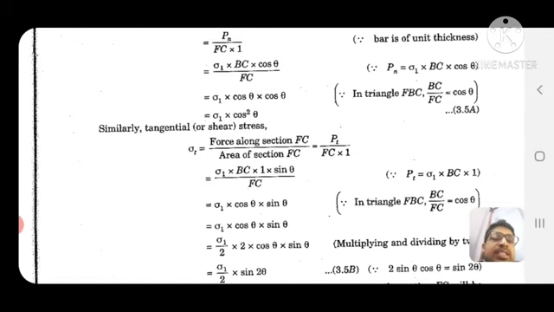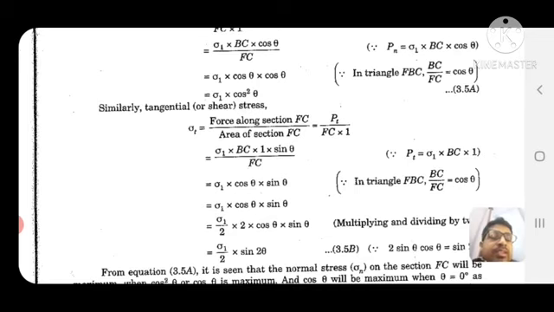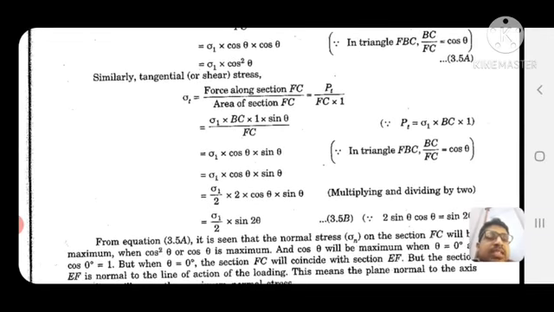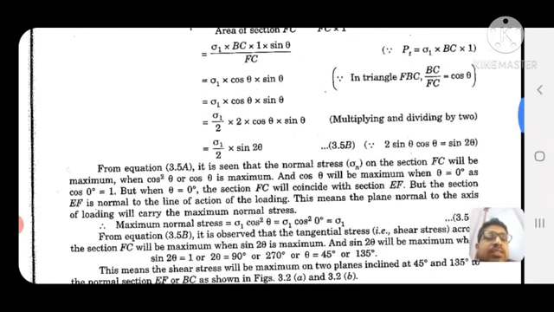Similarly, tangential shear stress, follow the diagram. So tangential stress sigma t is equal to force along section FC divided by area of section FC. So Pt divided by FC into 1, that is sigma 1 into BC into 1 into sin theta divided by FC. Sigma 1 into cos theta into sin theta. So sigma 1 by 2 sin 2 theta.